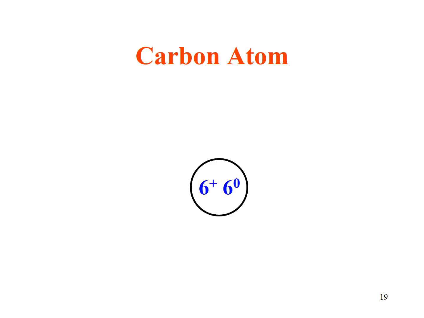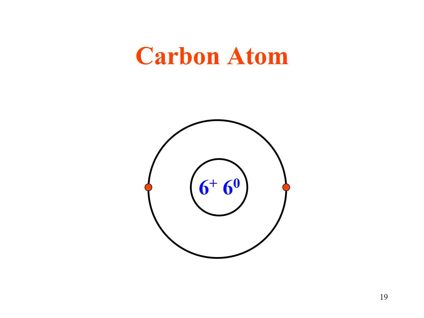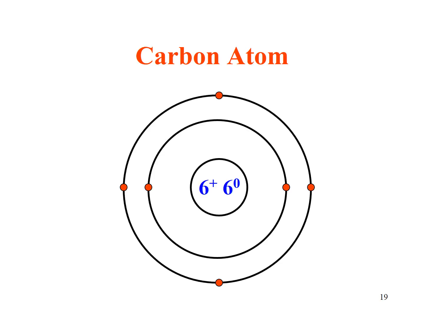This represents the nucleus of a carbon atom. The 6 plus represents 6 positive protons. 6 with a 0 superscript represents 6 neutrons. The first energy level holds 2 electrons. Where will the other 4 electrons go? They should be in the second energy level. Now all 6 electrons are in our diagram. This diagram represents a carbon atom with 6 protons, 6 neutrons, and 6 electrons.